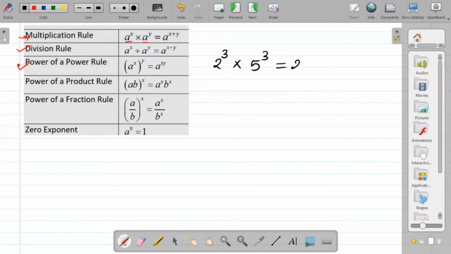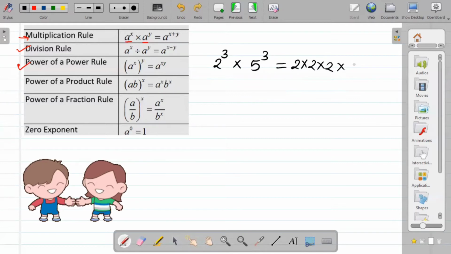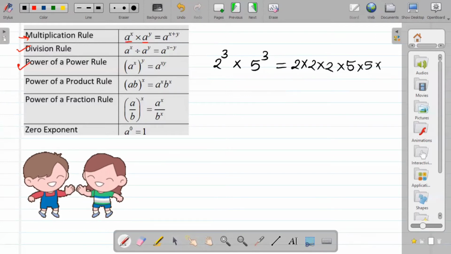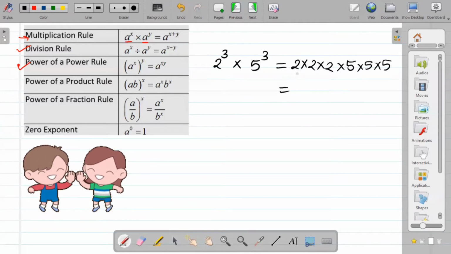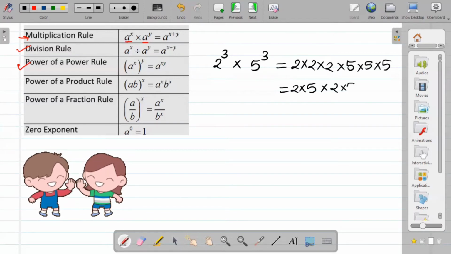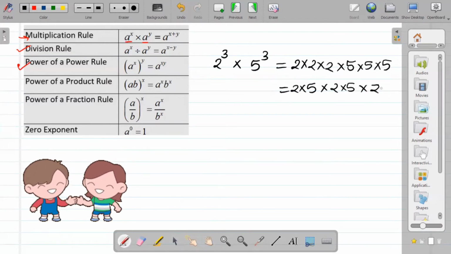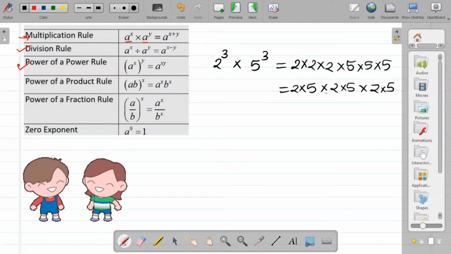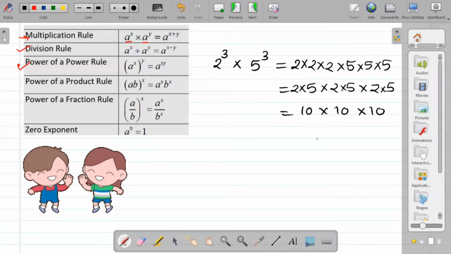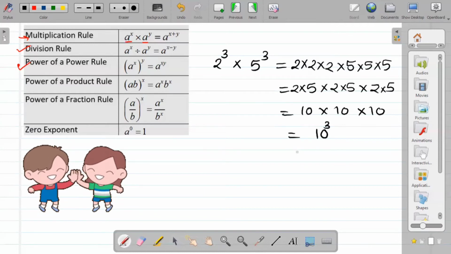2 raised to 3 means 2 I can multiply 3 times. 5 raised to 3 means 5 I have to multiply 3 times, right? So 5 I will be multiplying 3 times. Now I can make the pairs. 2 multiplied by 5, 2 multiplied by 5, 2 multiplied by 5. What I have just shuffled the numbers. Okay. Now 2 5s are 10, 2 5s are 10, and 2 5s are 10. Right. Now 10 comes 3 times, so I can write 10 raised to 3.